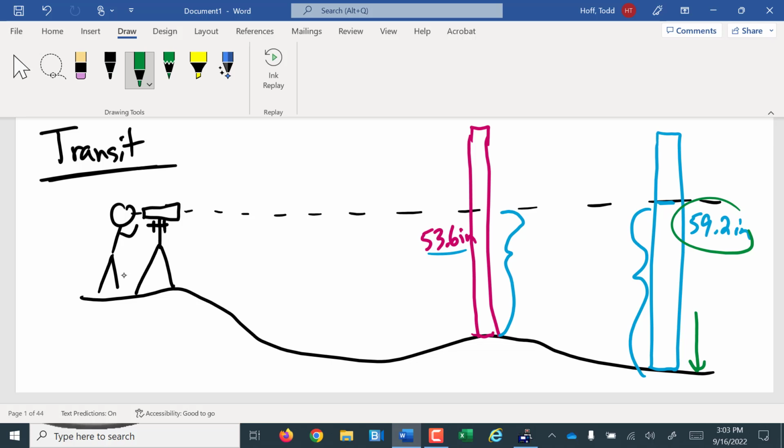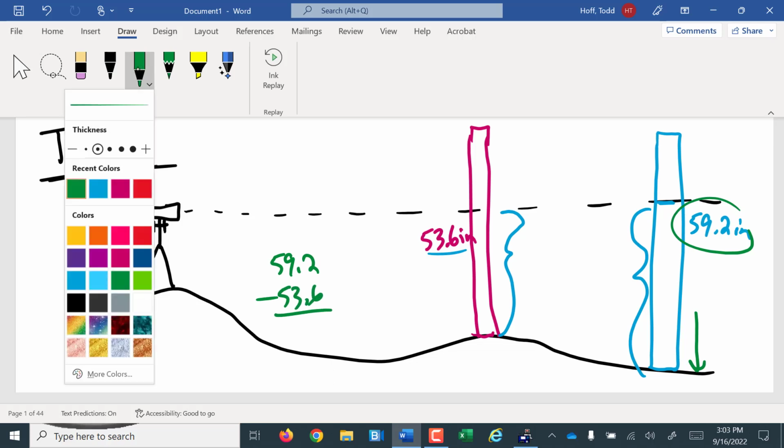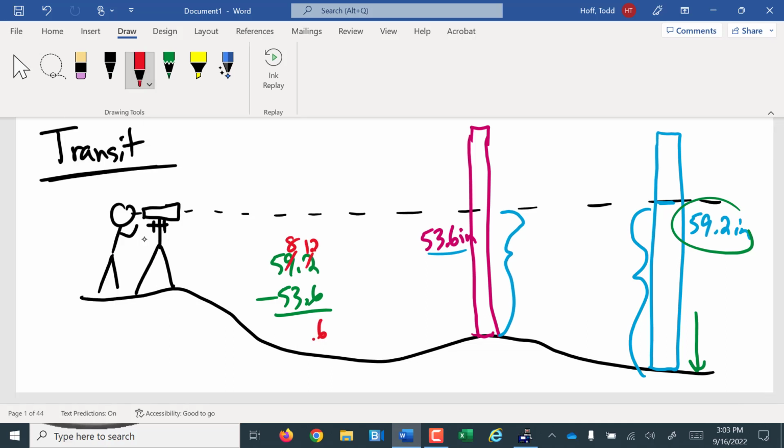They think, oh, it's lower, I'm going to subtract. 6 inches lower, I'm going to subtract 6 inches. That's not true. 6 inches lower, you have to add 6 inches because you have to go down that much further. The transit is not necessarily measuring absolute height. It's measuring how far it is down to that point. So, of course, here, if I subtract those two numbers, what's the difference in elevation there? 5.6? You want to borrow 5.6 inches in difference.